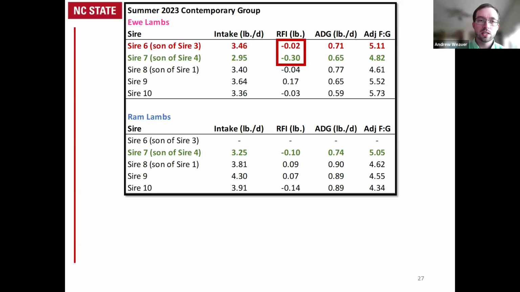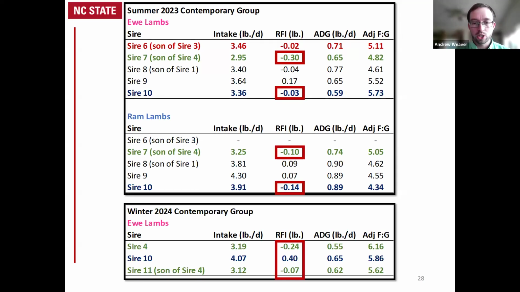And so this is looking at the following summer's lamb crop in that contemporary group. So we used a son of sire 3 and a son of sire 4. Sure enough, those lambs sired by that son of sire 4 once again had lower RFI values compared to the son of sire 3. Again, not a huge contemporary group, but the trends are intriguing. And you'll see on the ram lamb side of things, we didn't have enough ram lambs out of sire 6, but at the sire 7, those ram lambs did have a negative RFI value, which would be favorable.